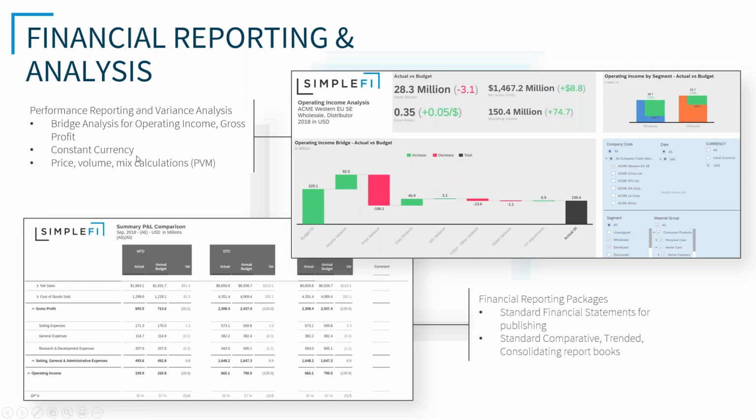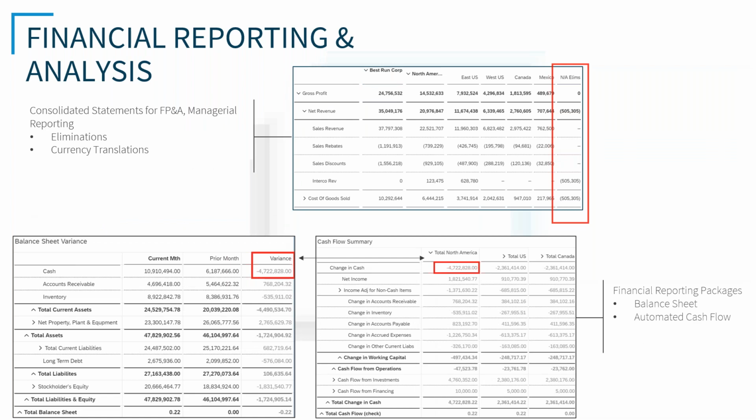You can work with constant currency. This can be a challenge when you have multiple countries that are covered by your plan. So we've enabled that in our model a bit differently, actually, than the standard currency solution that SAC provides. So that's something that's quite interesting. It provides additional flexibility around currencies. Price, volume, mix calculations, some standard financial statements, standard comparative, trended consolidation report books. So this is from a financial reporting and analysis perspective. So a few samples here.